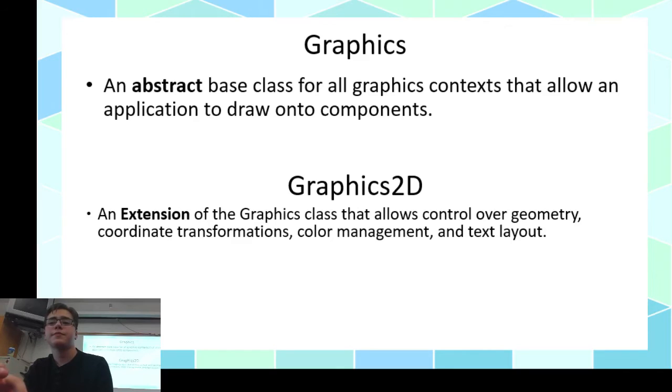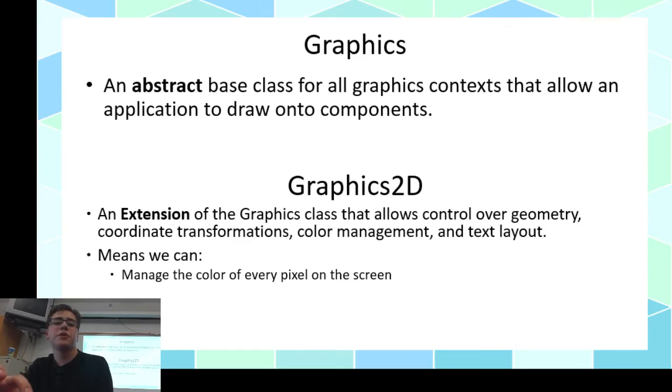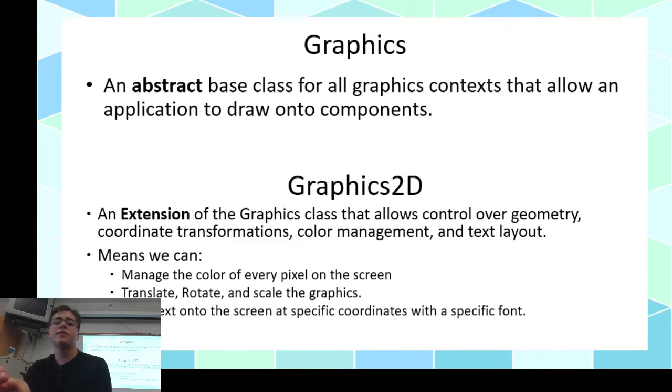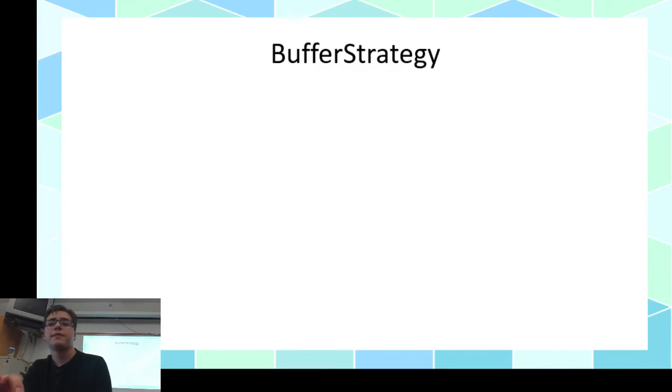So that pretty much means we can manage the color of every pixel on the screen, translate, rotate, and scale the graphics, and print text on the screen at specific coordinates with a specific font. We're only going to use the first one, manage the color of every pixel on the screen.